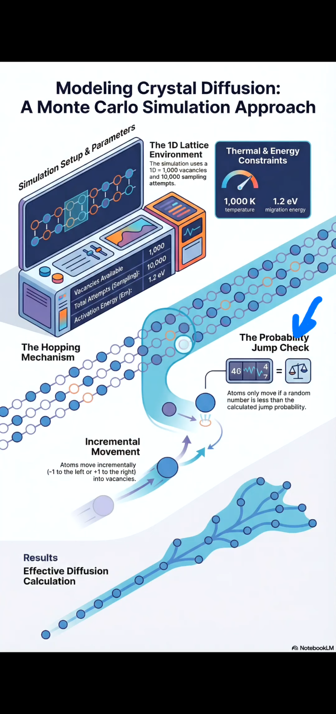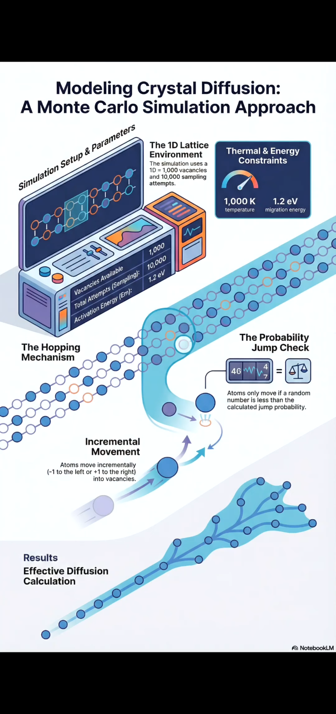I don't want to get us too bogged down on the math, but the fact that it's exponential is a huge deal, isn't it? It's everything. Because it's an exponential decay function, the system is incredibly sensitive. If you drop the temperature by just 10%, the probability of jumping doesn't drop by 10%. It plummets. It might drop by a factor of 100.